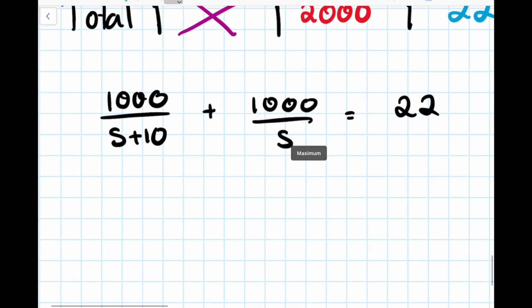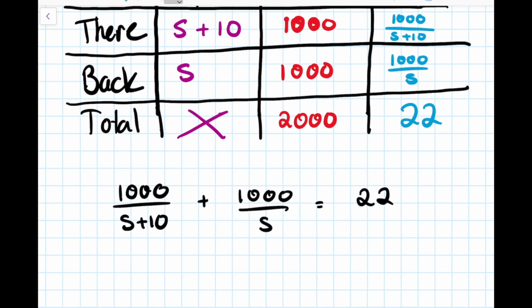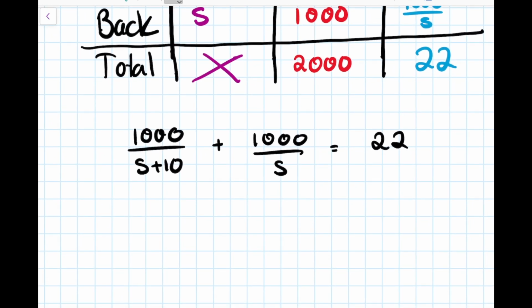Sometimes you're going to be adding up to a total, but I could have also said it took her the exact same amount of time to get there as it did on the way back. And in that case, you'd have two things that are equal to each other instead of having them adding up to something. So you've got to keep track of these things. Just do what makes the most sense in the context of your question.